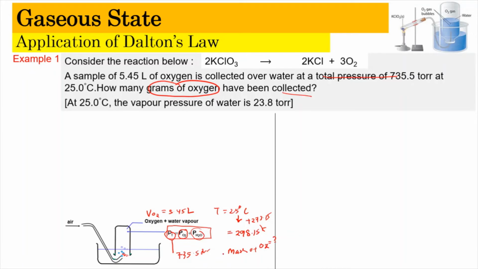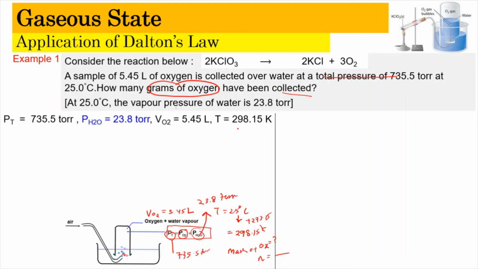In order to find the mass, we can find the number of moles first. It was also stated here that the vapor pressure, which is the partial pressure of water, is given as 23.8 torr, which is the water vapor. So we can write down all the information that we have like this. Now we need to find the partial pressure of the oxygen first. We know that PT is equal to PO2 plus PH2O, and we need to find PO2 first.